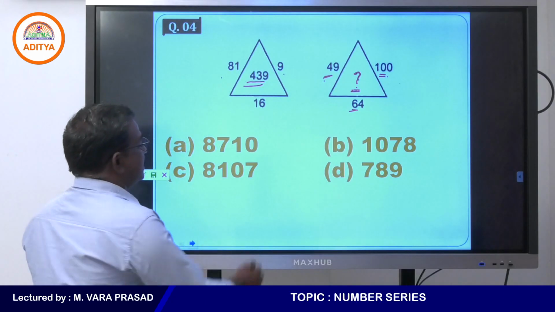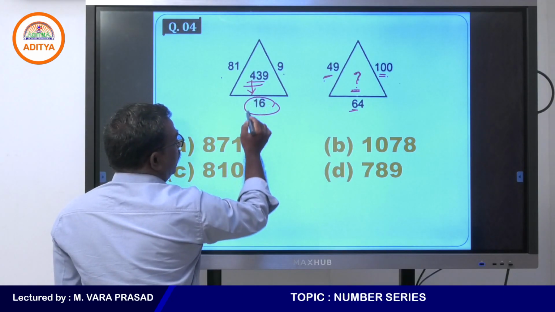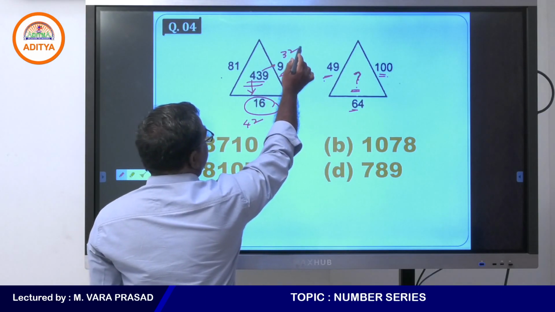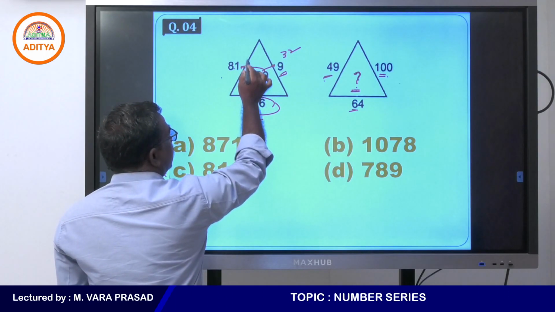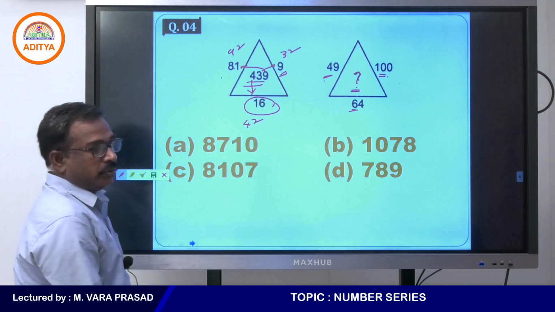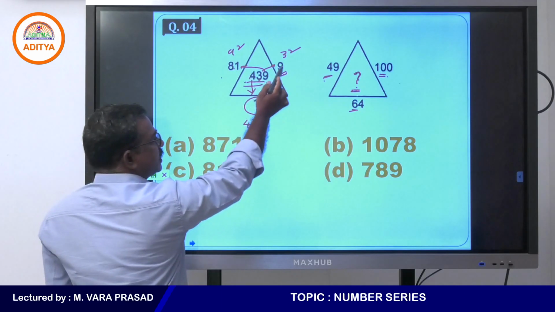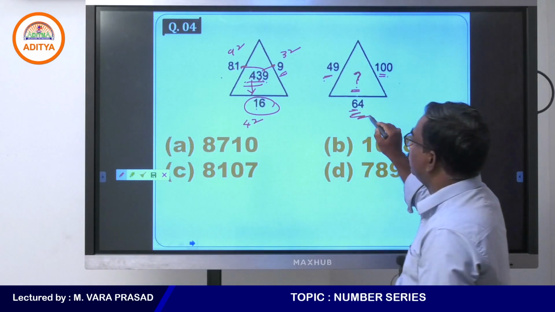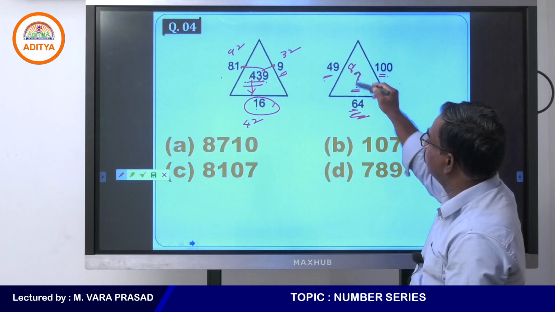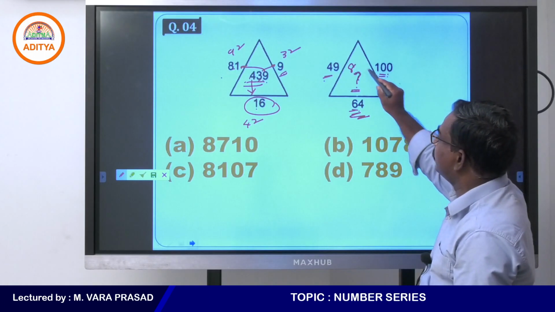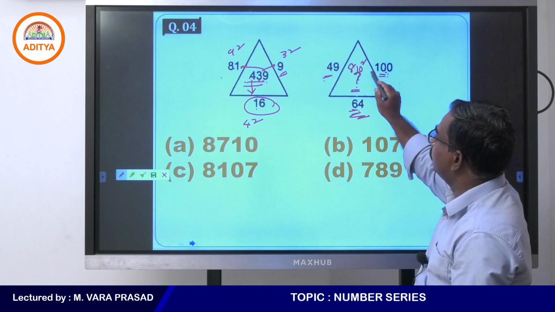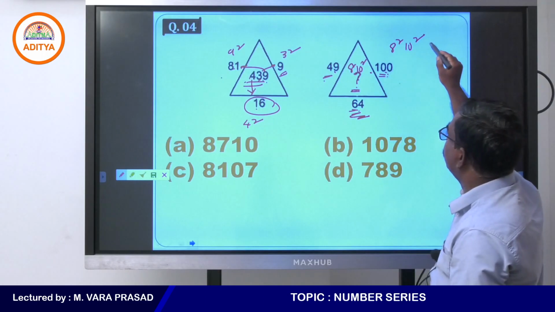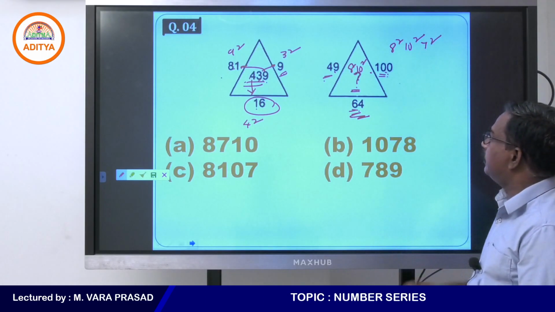Here, if you see, this is 16, that is 4 square. So this is 9, that is 3 square. So this is 81, that is 9 square. So 439 is there means 4 square, 3 square, 9 square is there here. The same way if you find here, this is 64 means you will get 8 square. This is 10 square. So 8 square, 10 square and this is 9 square, 7 square. So what you will get here?